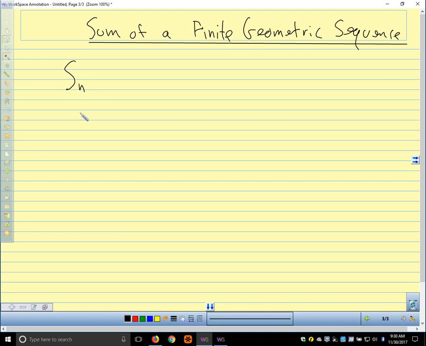So S sub n, if we want an nth partial sum, we're going to add together a bunch of terms. This is going to be a1 plus the next term, a1 r, plus the next term, a1 r squared, plus a1 r to the third, plus dot dot dot, and we go all the way out to a1 r to the n minus 1. So that's our nth term.